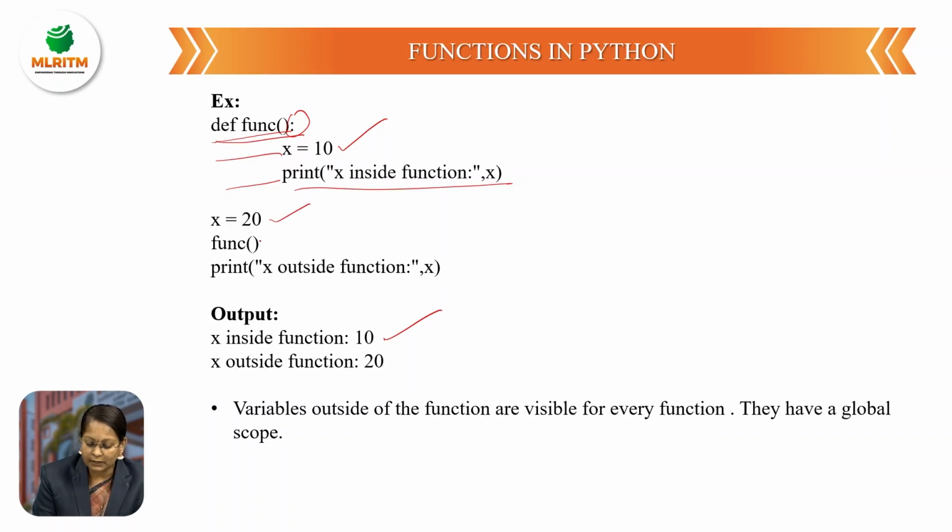After that, I am again calling the function. Here x is equal to 20, we are updating the 10 value with 20. After updating, I'm calling the function func. Then again I'm printing the x value outside of the function. Now we will get the output: inside the function the x is 10, and outside of the function the x is 20. So this is a local variable and this is a global variable. Variables outside of a function are visible for every function. They have a global scope.